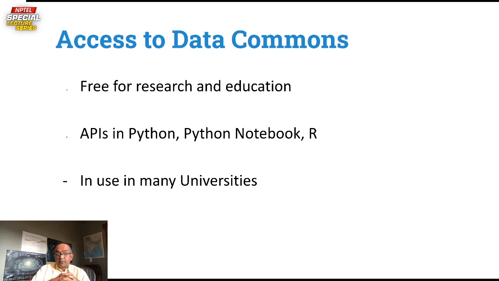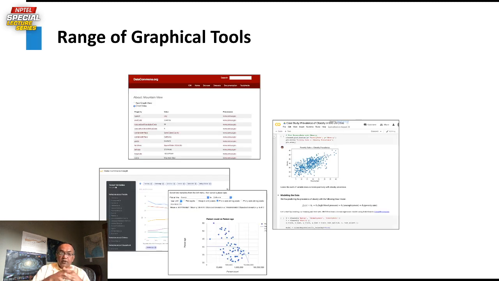Access to Data Commons is free for research and education. There are APIs in Python, Python Notebook, R. It's already in use in many universities in the US. And there's a range of graphical tools that you can use. Some of you may be familiar with Jupyter Notebooks. There's a version of that called Colab that Google offers. You can use it there. There are tools for charting, plotting, and so many different things. But all of these things are built on top of the open APIs.